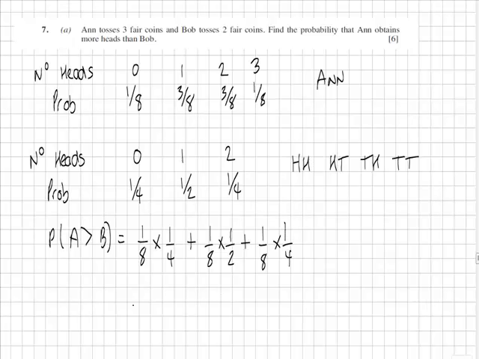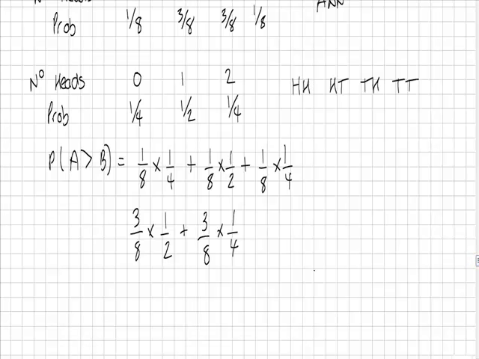Then we could look at Anne having 2 and Bob having 1. Or Anne having 2 and Bob having none. And finally, the last option must be Anne having 1 head and Bob having none. So if we add all these probabilities together, you should get a probability overall of Anne having more heads than Bob as being 1/2.